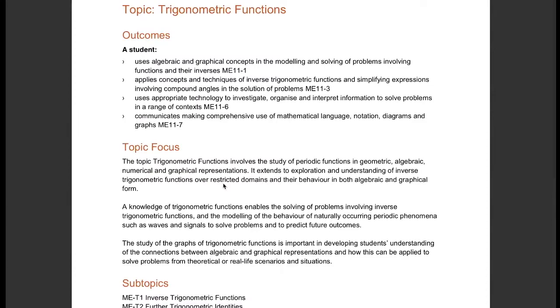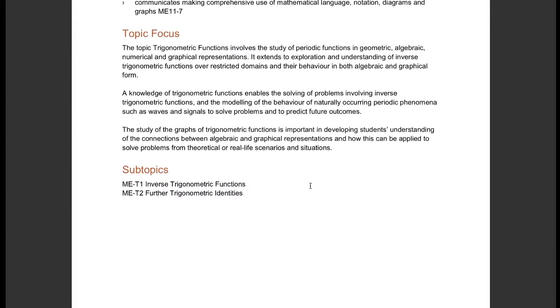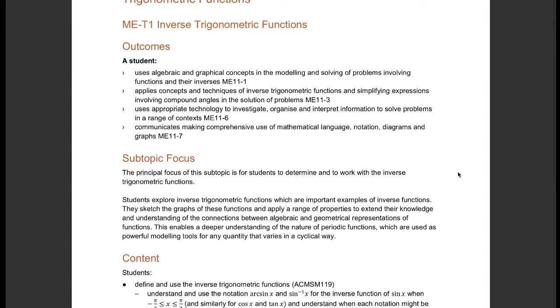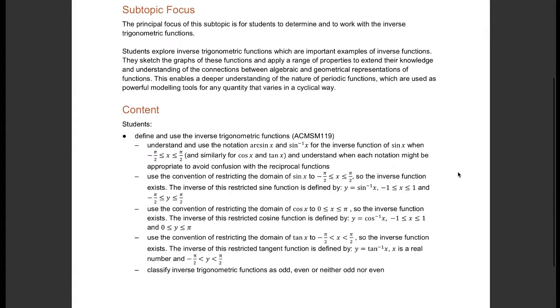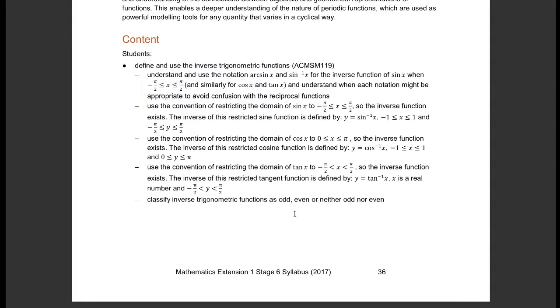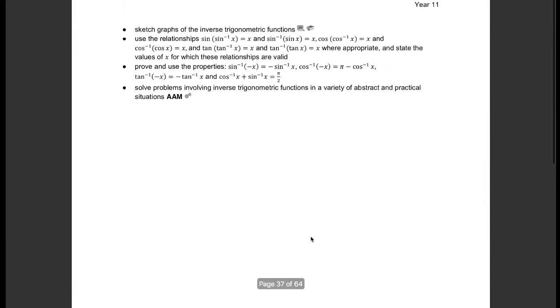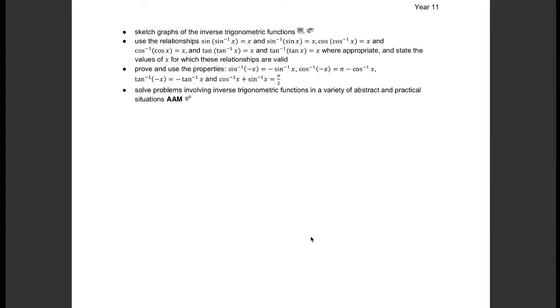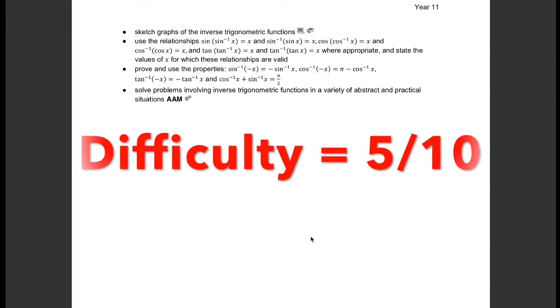The trigonometric functions topic is also split into 2 subtopics. First, we have inverse trigonometric functions. These are functions such as inverse sine, inverse cos, and inverse tan. We will be looking at the domain and range of these relations in order for them to be functions. We will then be looking at the different types of trigonometric functions. We will then be able to classify trigonometric functions, and finally graph them and solve problems with them. I would rate the inverse trigonometric functions topic as a 5 out of 10 for difficulty.